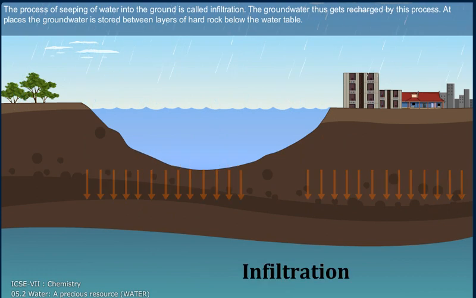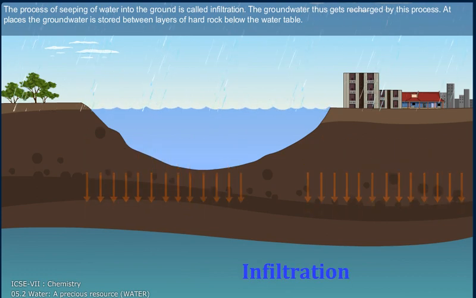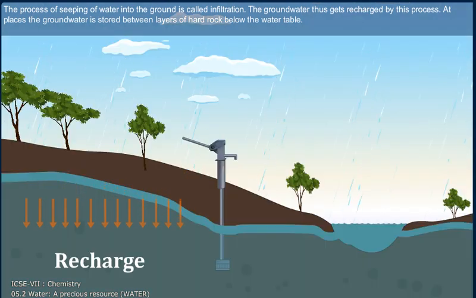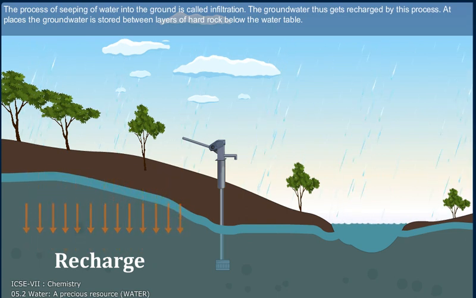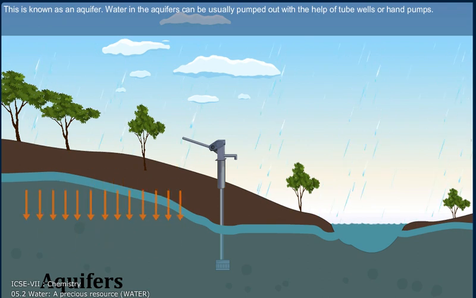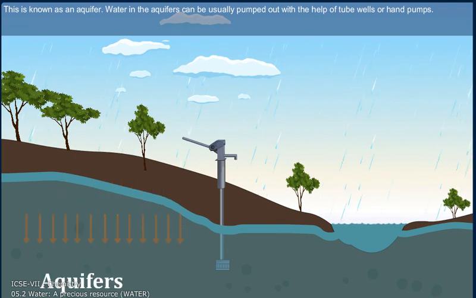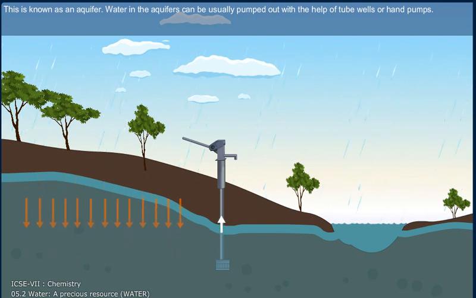The process of seeping of water into the ground is called infiltration. The groundwater thus gets recharged by this process. At places, the groundwater is stored between layers of hard rock below the water table. This is known as an aquifer. Water in the aquifers can usually be pumped out with the help of tube wells or hand pumps.